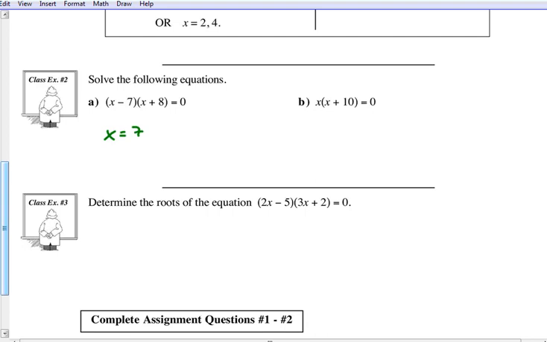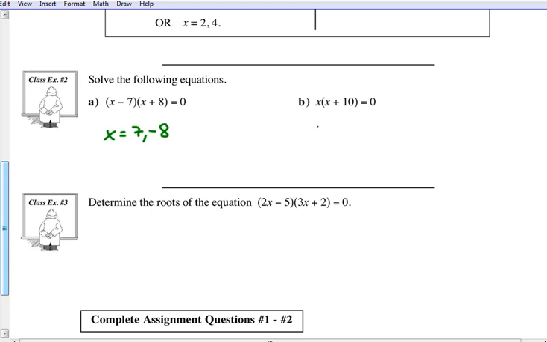7 or negative 8. Good. How about, that's it. But what's the key here? What form does it have to be in? Factored form. Has to be factored form. So if it's not in factored form, that's where the work will come in.